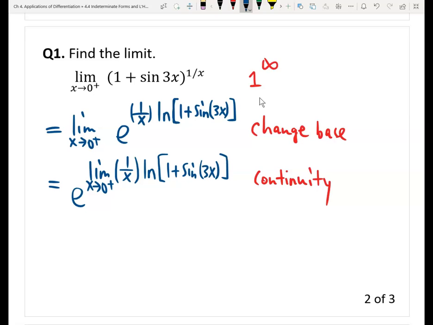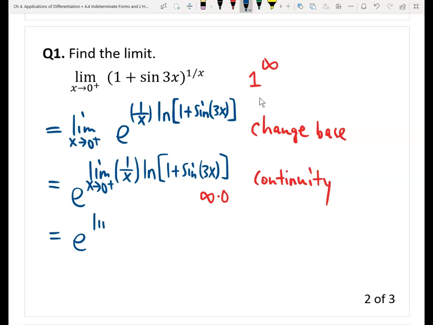Let me copy. Okay, so now we have a limit of a product. Let's check the type. The first one, 1 over x, is infinity. So this time the type is infinity times ln of 1 plus 0, which is ln 1, which is 0. So this product is 0 times infinity, which is an indeterminate form, right? What do we do? Change this product to a quotient. So our basic strategy: change it to a quotient.